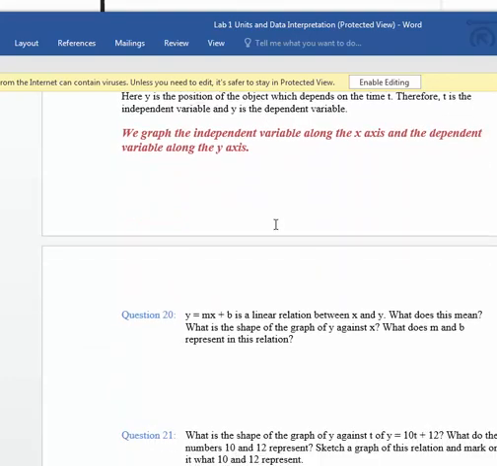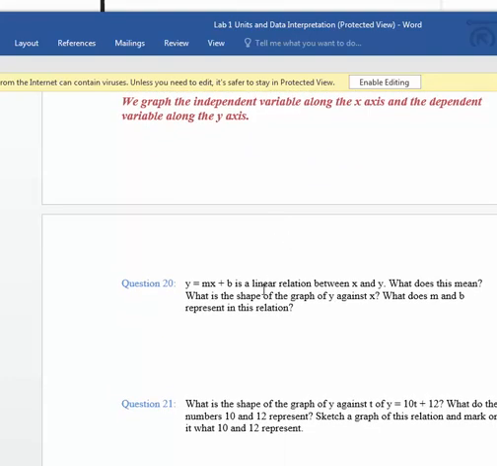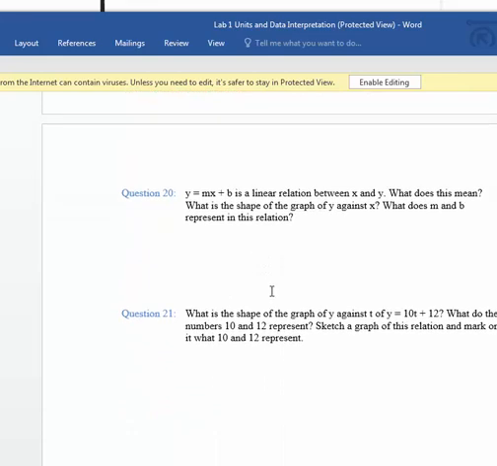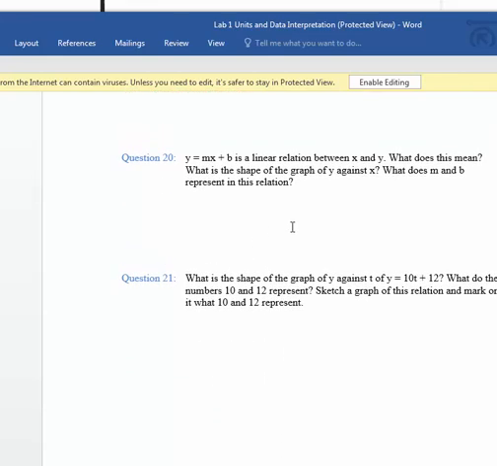So I have asked you to write equations in the y equal to mx plus b form and how the graph will look like. For example, what is the shape of this graph? When I ask for a shape, well, you can say it's a straight line, isn't it?